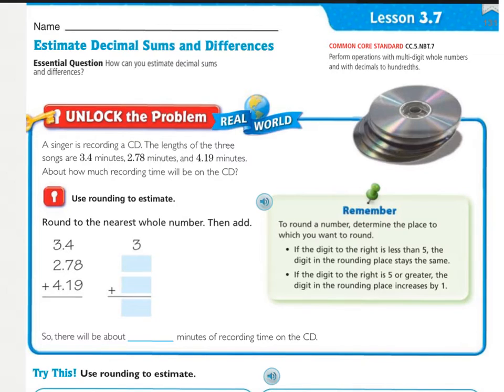First, you need to squiggle underline what you're being asked to find. Locate the question mark in this case. Circle the important numbers and then underline any keywords that can give you clues to what operation you need to be doing.